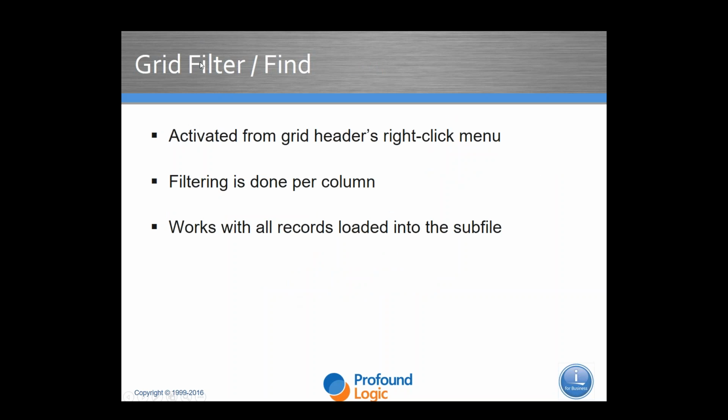So first of all, the grid filter and find features. These are new options that are activated by right-clicking in the grid column header. The filter and find work per column. So I select a column and I right-click in the header to activate these options. And the filter and find work with all of the records that are loaded into the subfile. So this works very easy just by turning on a couple of properties, as I'll show you, to get very powerful capabilities with the grid.